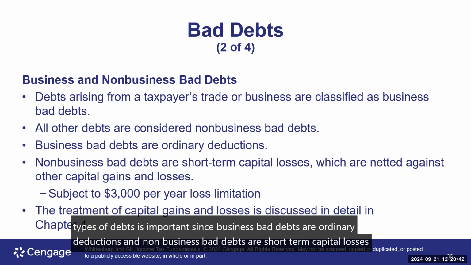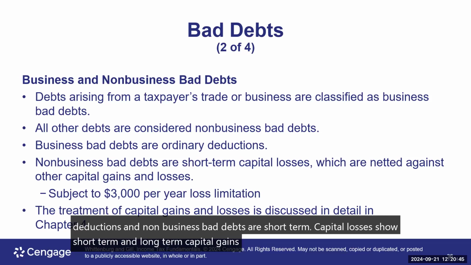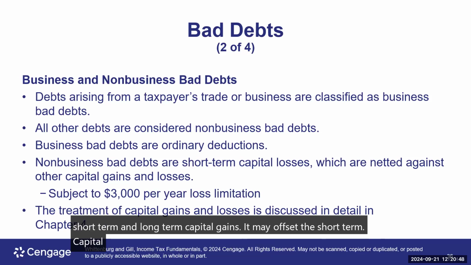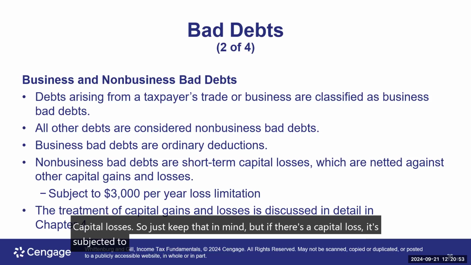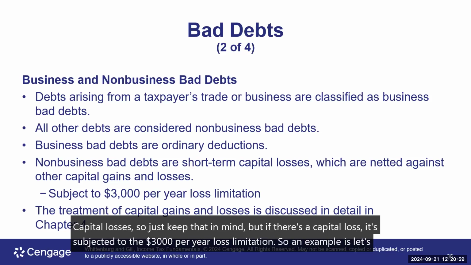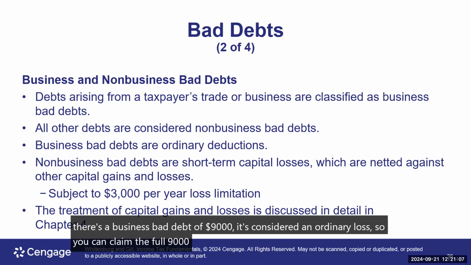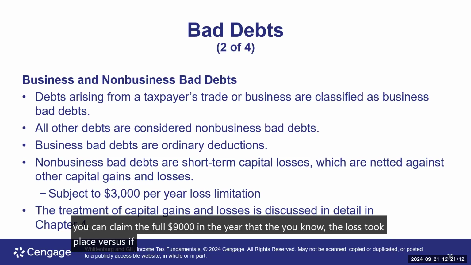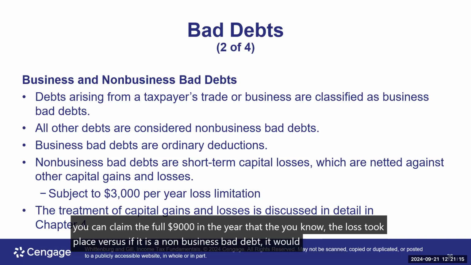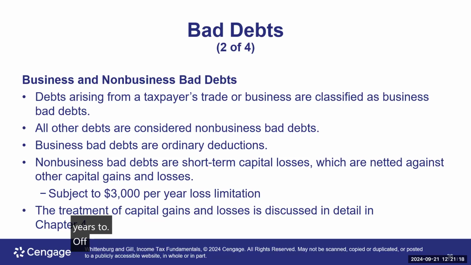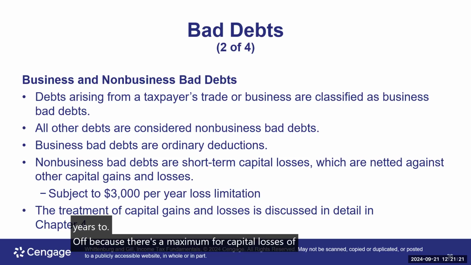Short-term and long-term capital gains may offset the short-term capital losses, so just keep that in mind. But if there's a net capital loss, it's subject to the $3,000 per year loss limitation. An example: let's say there's a business bad debt of $9,000. It's considered an ordinary loss, so you can claim the full $9,000 in the year that the loss took place. Versus if it is a non-business bad debt, it would take the taxpayer 3 years to write it off because there's a maximum for capital losses of $3,000 per year.